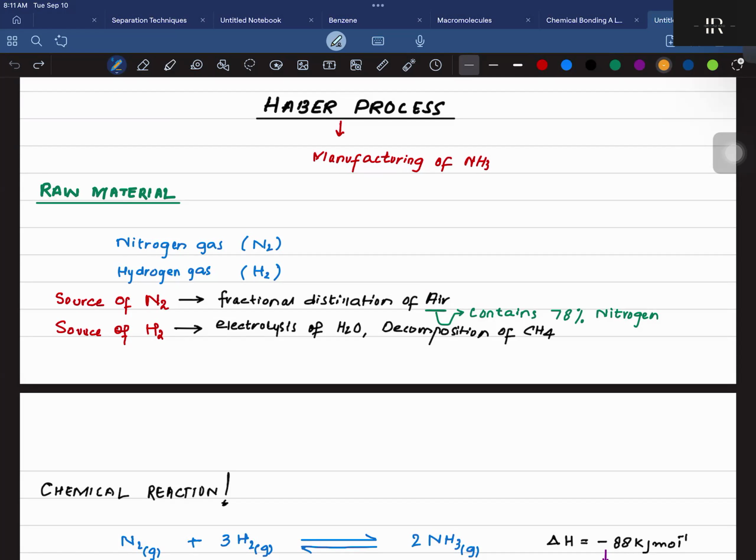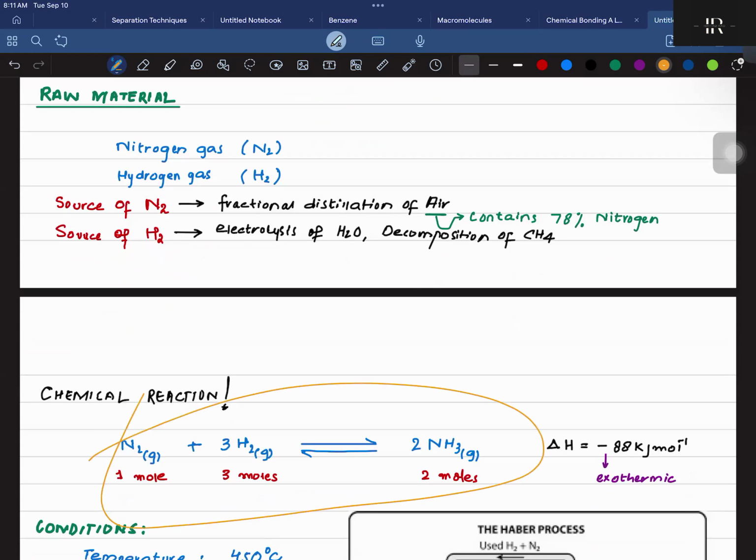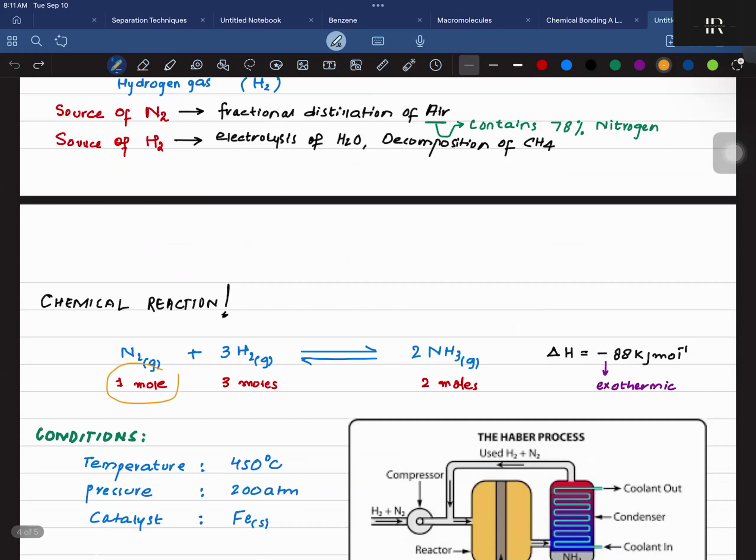So once we got the nitrogen gas and hydrogen gas from their sources, I would be able to let them react together and they would form ammonia. So basically, this is a chemical reaction. Nitrogen reacts with hydrogen to form ammonia. This is a balanced chemical equation which shows that you have 1 mole of nitrogen and 3 moles of hydrogen, and they form 2 moles of ammonia. Remember, the energy released as a result of this reaction is minus 88 kilojoules per mole. This shows that the reaction is exothermic.